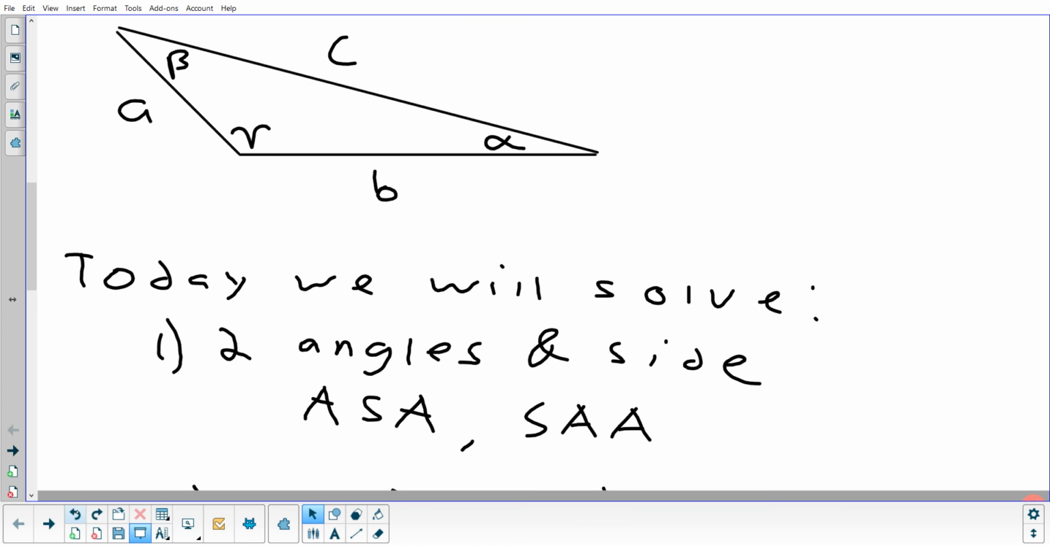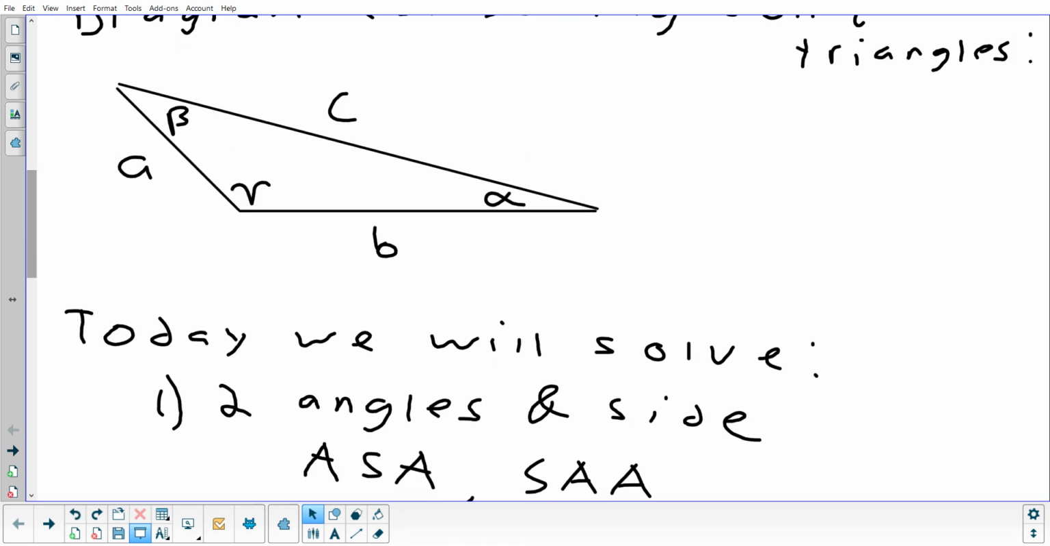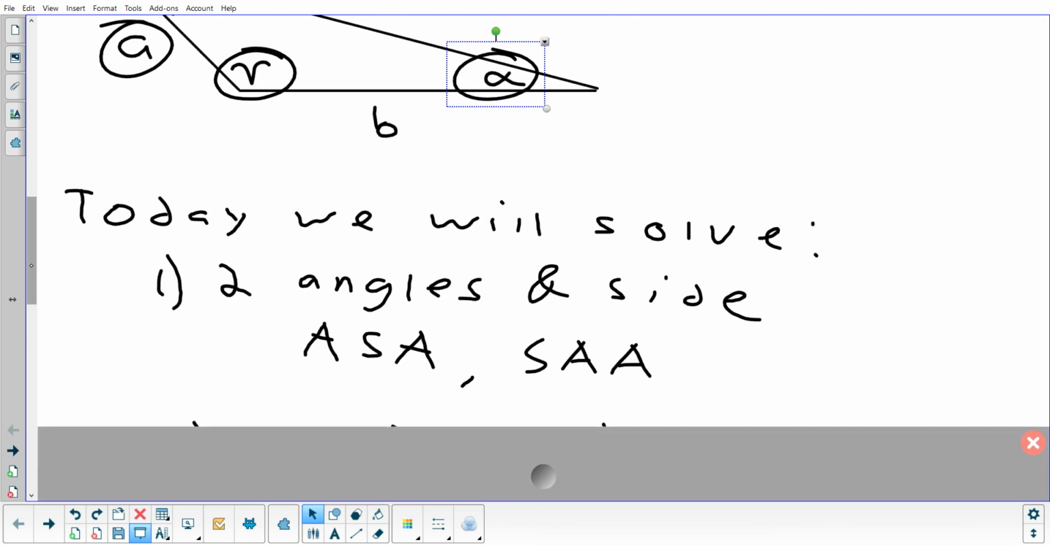Now, side, angle, angle, we're still going to use law of sines to solve it, but the placement of the known side is in a different spot. That would be something like this. Angle, angle, and then anything except B, like A. Now the side is not the one that's between the two angles. It's next to them, it's not between them. Okay, so those are two types that you can use law of sines for.